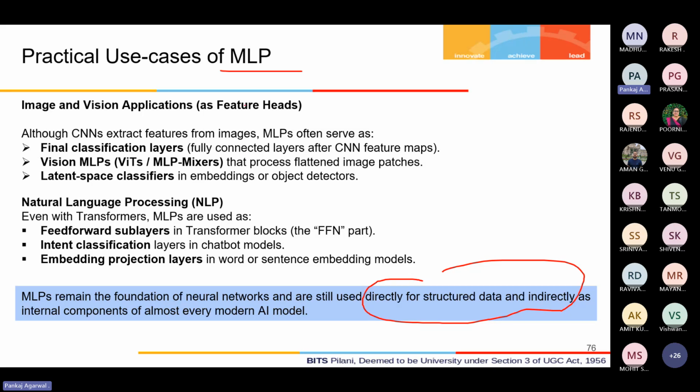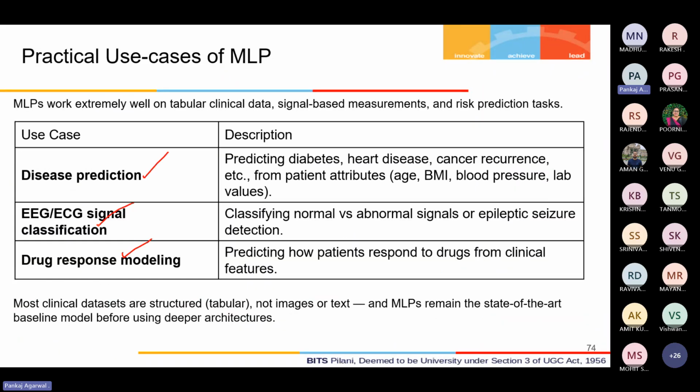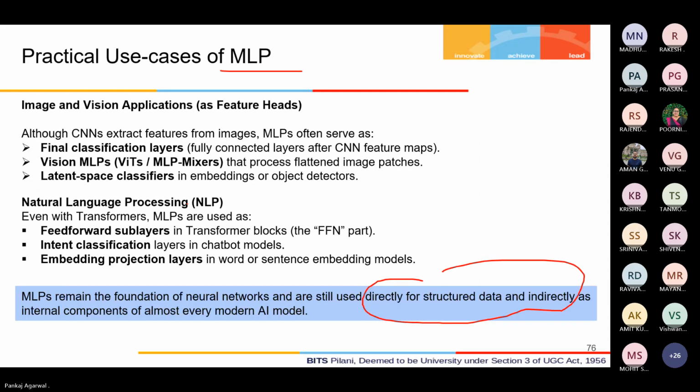You can go through these. What are the practical use cases of MLP? You can correlate these with what is happening today: disease prediction, EEG signal classification, drug response modeling. I took very recent examples only. Whatever you can assume can happen through deep learning networks can also be assumed through MLP, but obviously deep learning networks involve many more advanced concepts and thought processes these days.